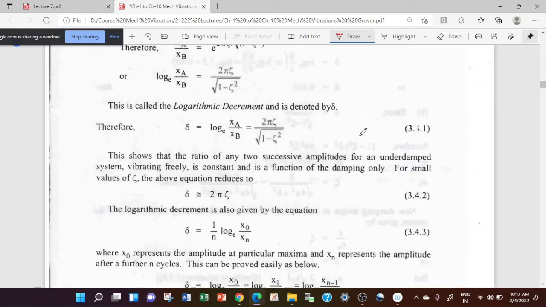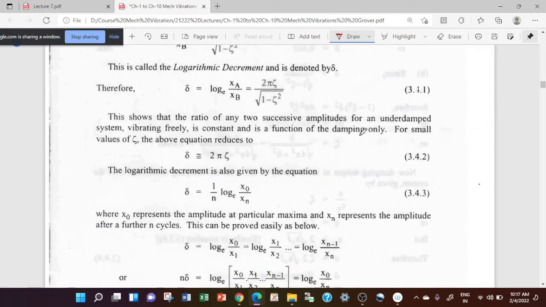So you got this value here. This is the exact value here. This that I am discussing. Now you can also find the logarithmic decrement by this equation. In this equation, x naught is the amplitude at some particular point. This is the maximum value, and xn is the amplitude of the damped vibration after n cycles.